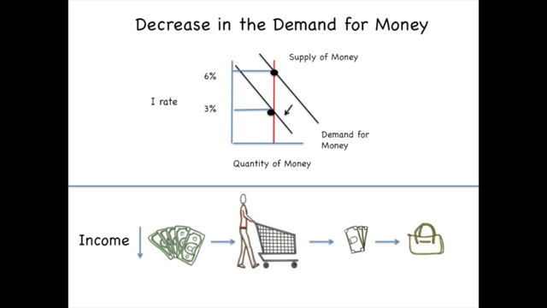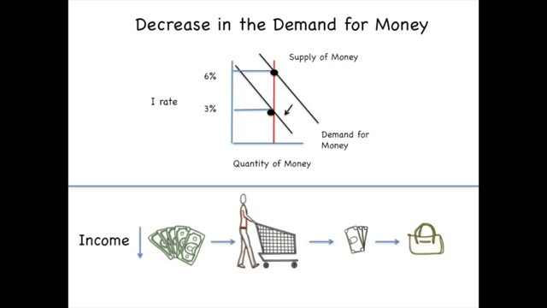Let's look at what happens when the demand for money decreases. A decrease in the demand for money is a leftward shift and will cause interest rates to decrease. Remember, interest rates are the cost of money. And if people demand less money, the cost of money decreases.